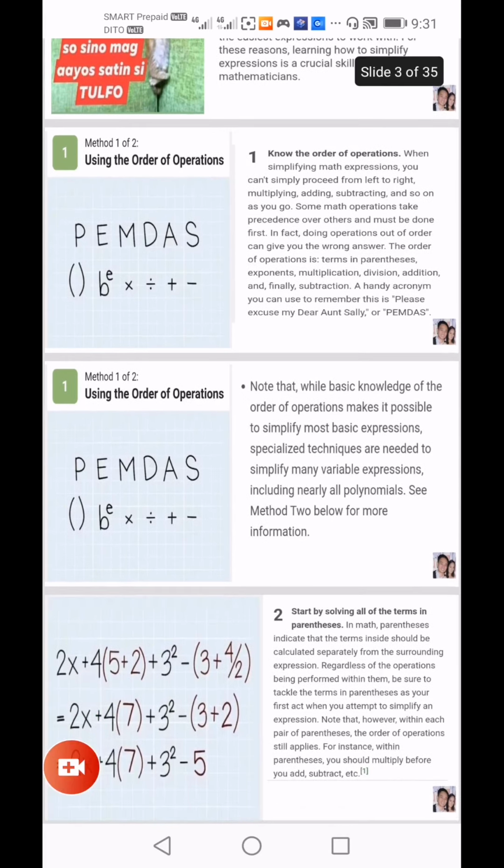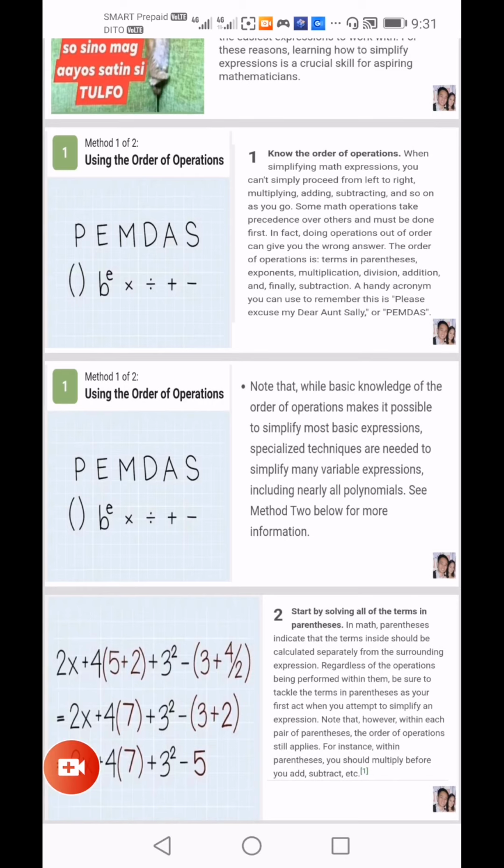Method 1: Using the order of operations. First, know the order of operations. When simplifying math expressions, you can simply proceed from left to right, multiplying, adding, subtracting, and so on as you go. Some math operations take precedence over others and must be done first. In fact, doing operations out of order can give you the wrong answer.